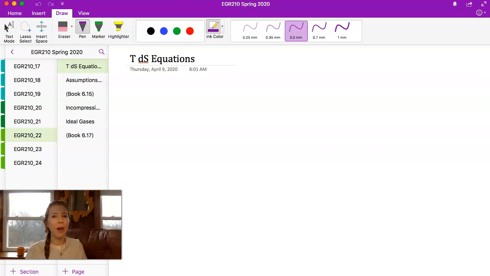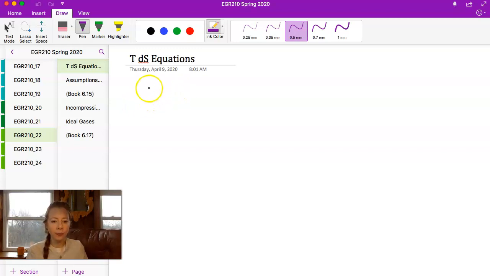Hi class, welcome back to thermodynamics. At the end of last lecture, we derived the TdS equation. So what we were doing is we were assuming that we had a pure, simple, compressible system. Okay, a pure substance in a simple, compressible system.